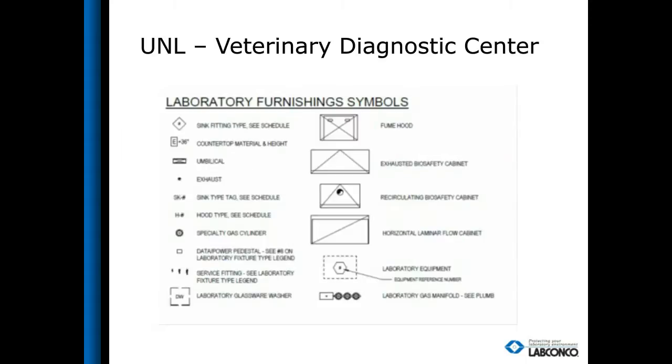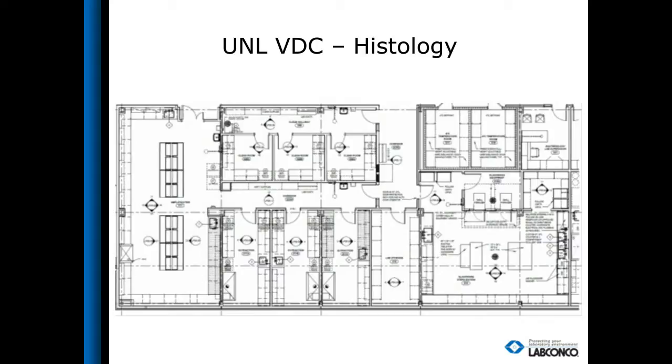Here's just a quick key. So what we're going to be looking at are the green boxes, which are the fume hoods, blue boxes, which are recirculating biosafety cabinets, and then the red, which are the exhausted. The first lab we're going to look at, and I've selected just two of this facility where they have several floors of labs. The first one's the histology lab, where they have one fume hood off on that left wall, and then they have three exhausted biosafety cabinets.